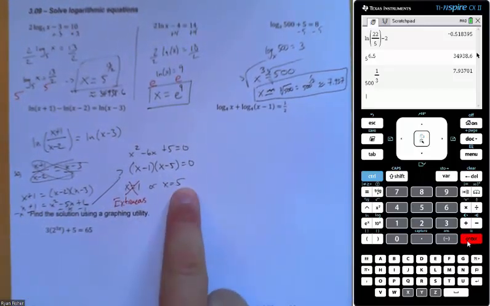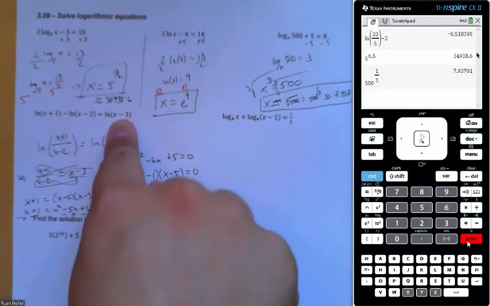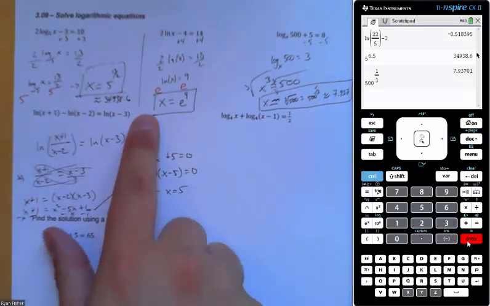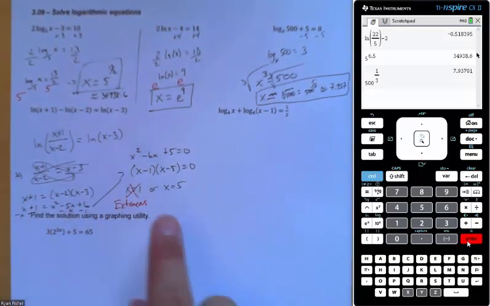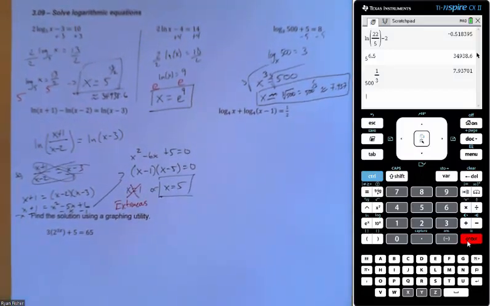5, however, works perfectly fine. Natural log of 6 minus natural log of 4 equals the natural log of 3. Perfectly acceptable, nothing wrong with that. Life is good. So x equals 5 is our only solution.